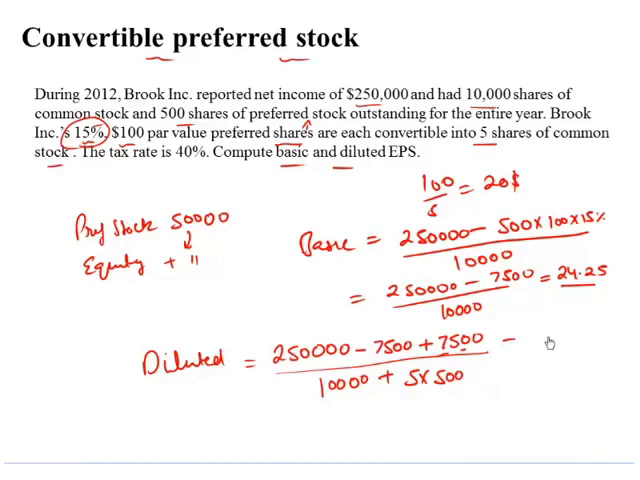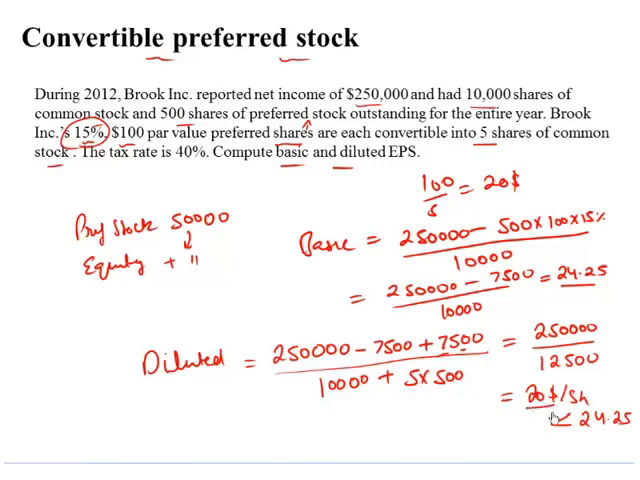The diluted EPS can be calculated as $250,000 upon 12,500, that is equal to $20 per share. We again see that this is lesser than the basic EPS of 24.25. The diluted EPS would be $20 per share.